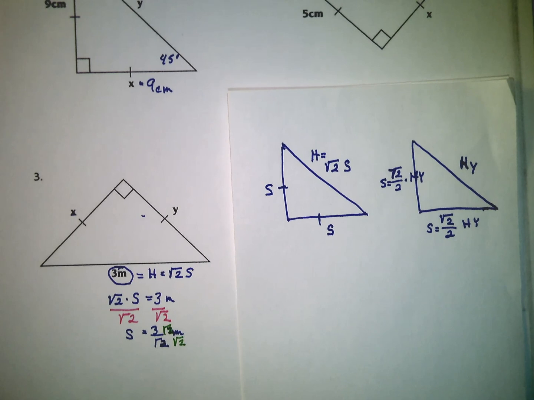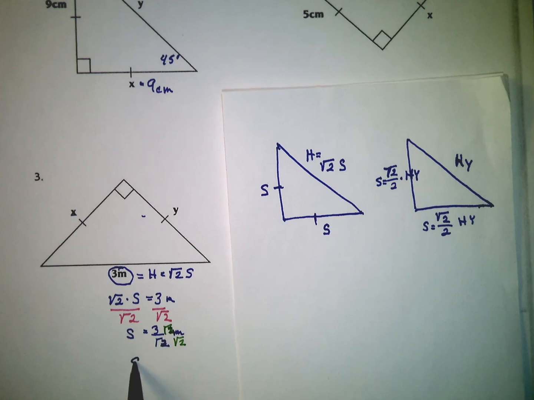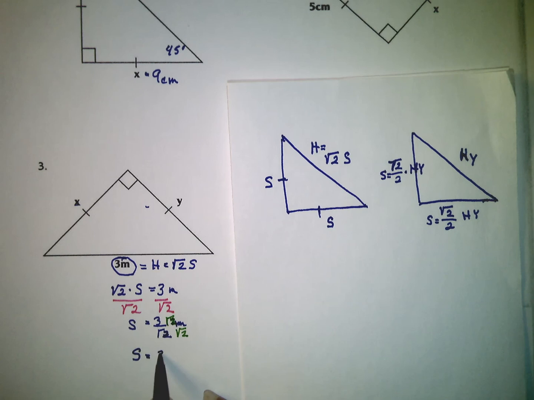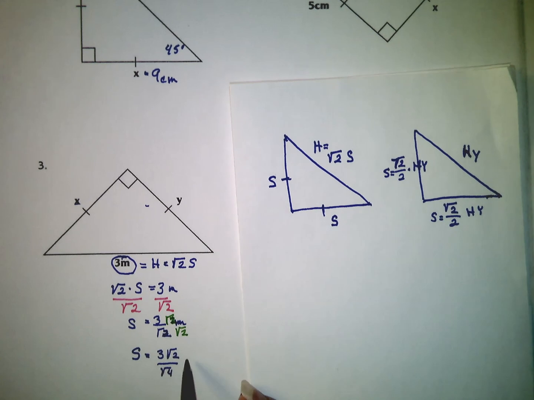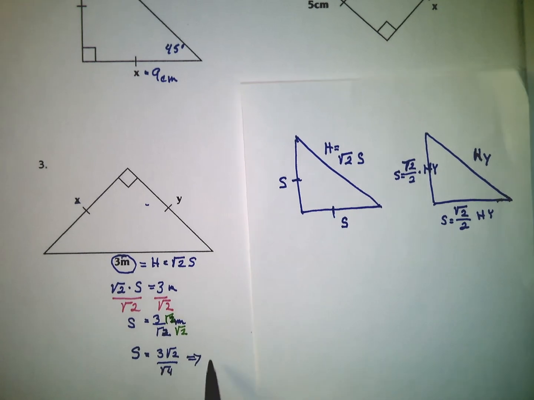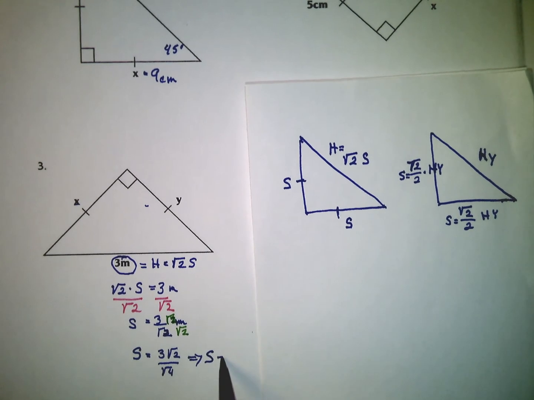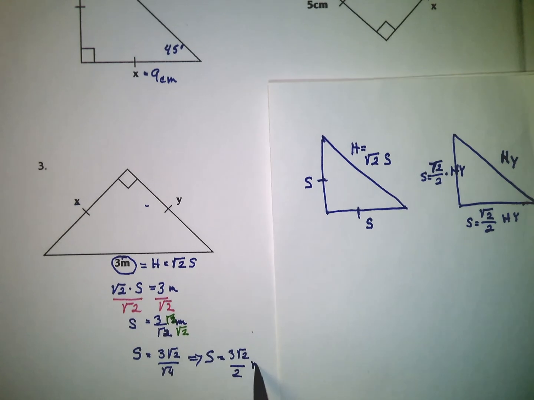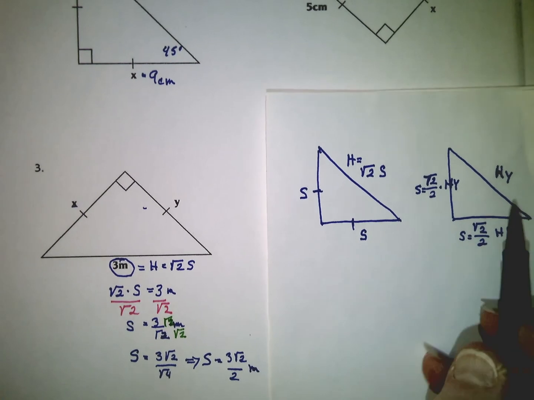So now we have that the length of one of the congruent sides is going to be 3 times the square root of 2 over the square root of 4. In other words, the length of one of the congruent short sides is going to be 3 times the square root of 2 over 2 meters, which we could have done using the alternate method here.